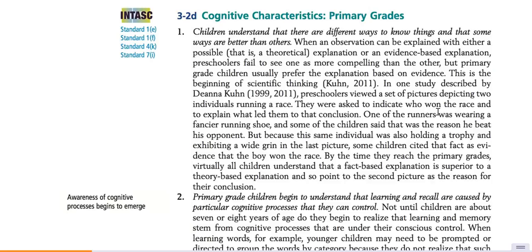In one study described by Deanna Kuhn, preschoolers viewed a set of pictures depicting two individuals running a race. They were asked to indicate who won the race and to explain what led them to that conclusion. One of the runners was wearing a fancier running shoe, and some of the children said that was the reason he beat his opponent. But because this same individual was also holding a trophy and exhibiting a wide grin in the last picture, some children cited that fact as evidence that the boy won the race.